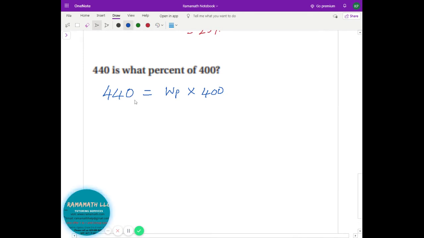So 440 is what percent of 400? Now let's divide by 400 on both sides. So that's 1.1. So that's what percent. But again, if we need a percent-wise, it's going to be multiplied by 100, which is 110%.